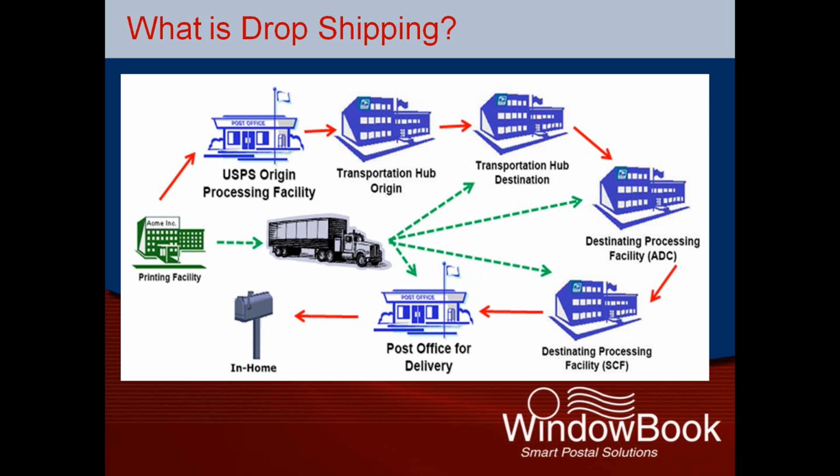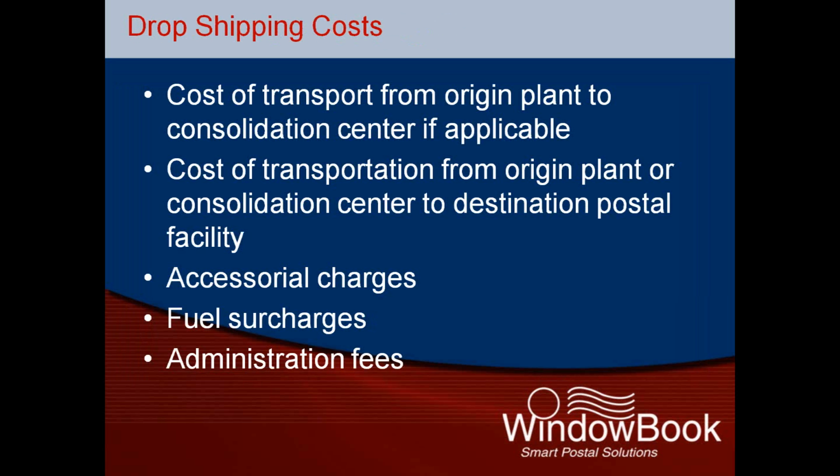Bypassing all these steps saves money for the Postal Service, which they share with mailers in the form of dropship and zone skipping discounts. Mailers may transport the mail themselves or contract with third-party consolidators or logistics providers to transport the mail.